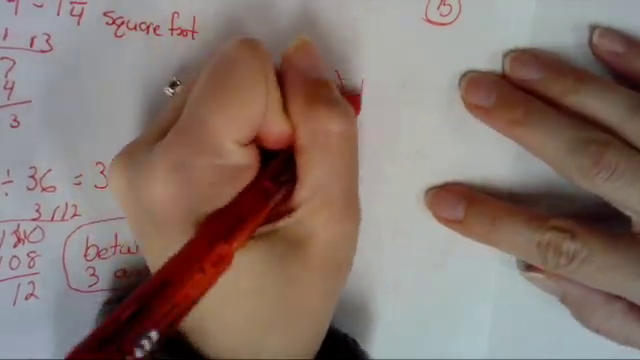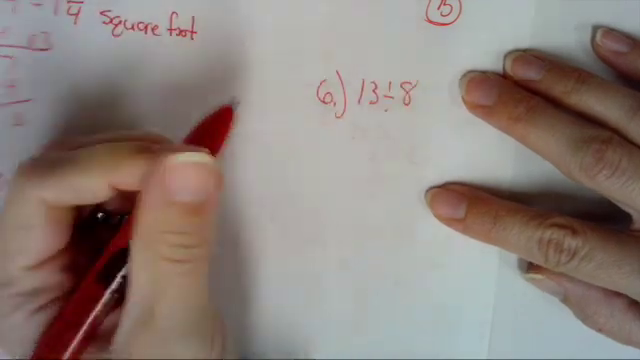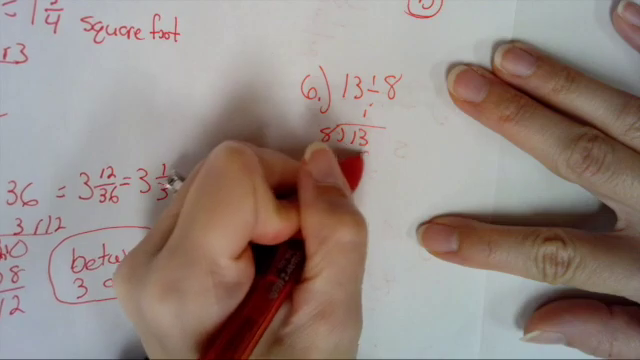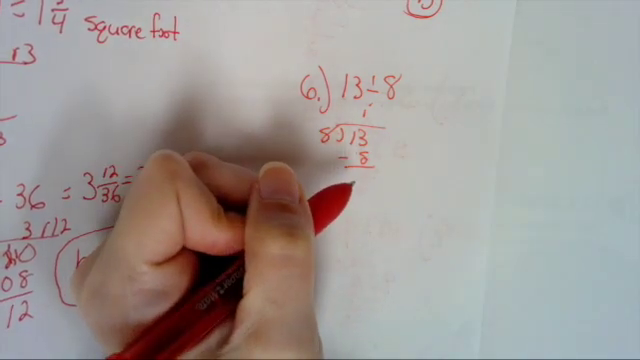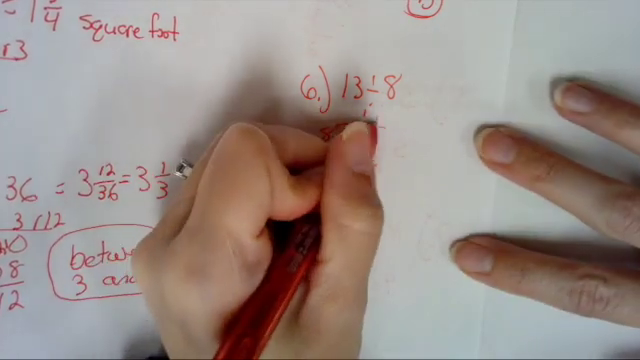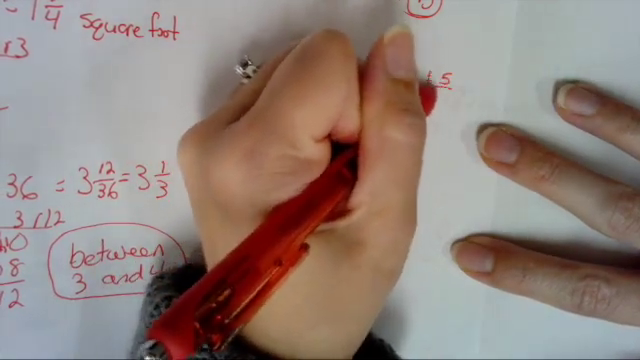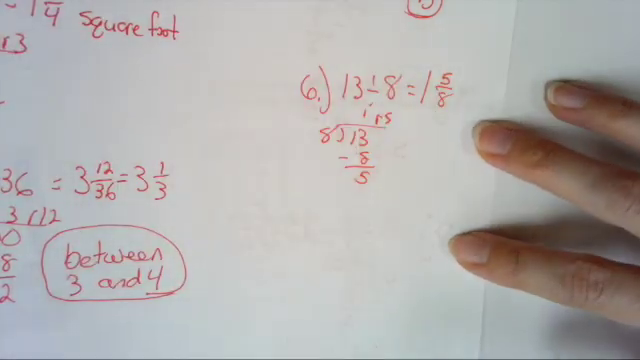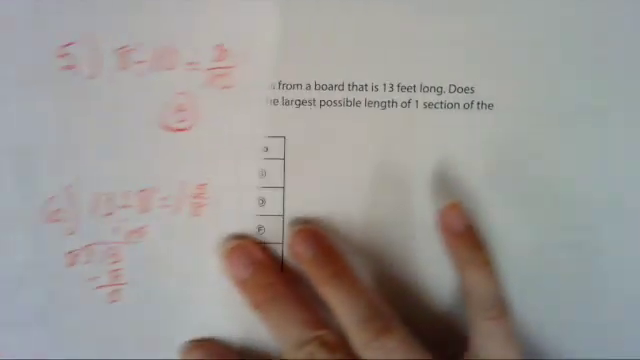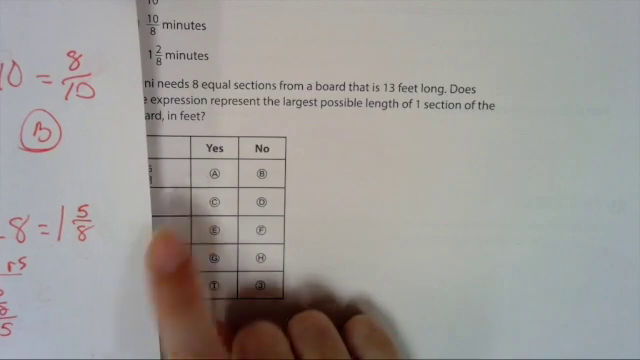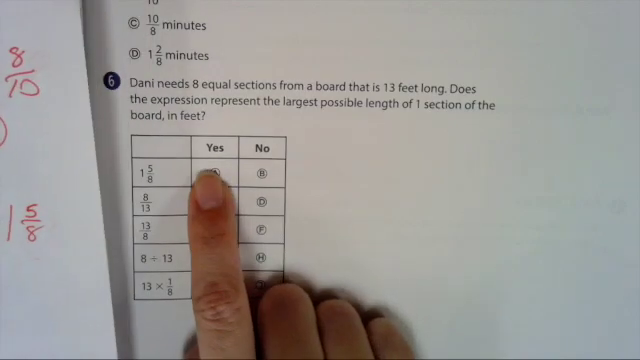So number 6, 13 divided by 8. We work this out. That's 1, remainder 5. So that is 1 5/8. Now let's look at our answer choices to see which ones have the same thing. Well, 1 5/8. Yep, got that right here. That should be a yes.